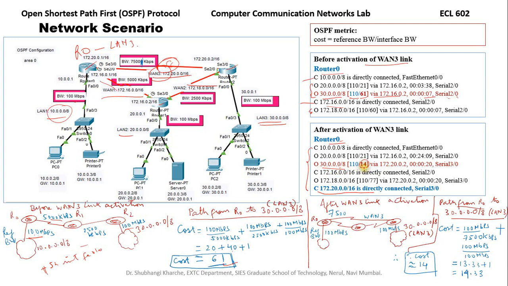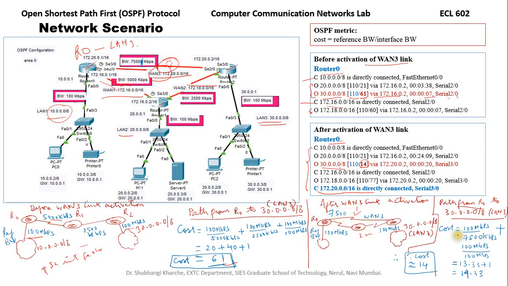Let us try to calculate this cost metric. Now here we consider the routing path from R0 router to this 30 dot network. Now this time the OSPF routing protocol will prefer the least cost path. There are two alternate paths available here, this first path and this is the second path. In the second path the routing metric was 61, which I have explained earlier, and now after the activation of the WAN 3 link the routing metric or routing cost will be reduced.